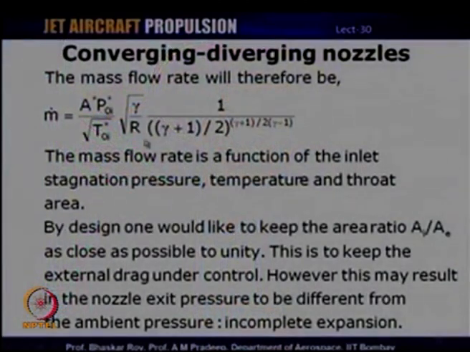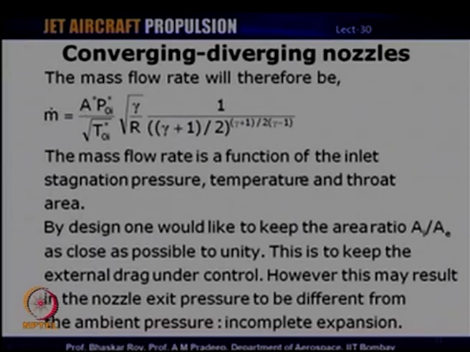So, from that we can calculate the mass flow rate in terms of the throat area and the inlet parameters. Using the equation we have discussed earlier, where we substitute M equal to 1, we now get A star, which is the throat area, multiplied by P_0I, the inlet stagnation pressure, divided by the square root of T_0I, times the square root of gamma by R, times (1 / (1 + (gamma - 1)/2)) raised to (gamma + 1)/(2(gamma - 1)). So, here we see mass flow rate is a function of the inlet stagnation pressure, temperature and, of course, the throat area.